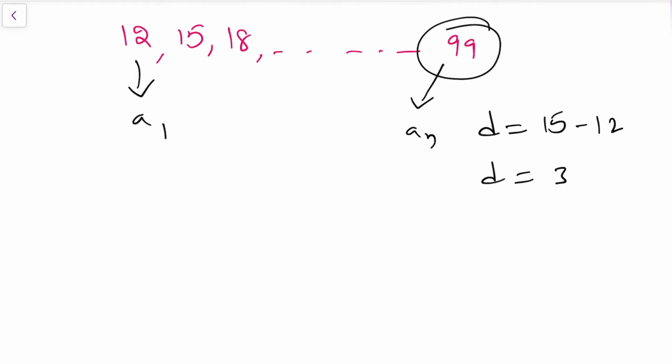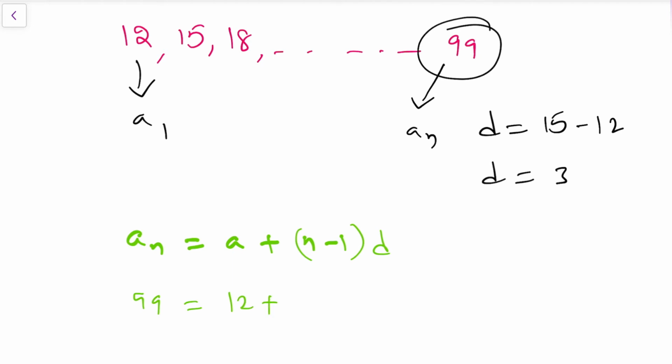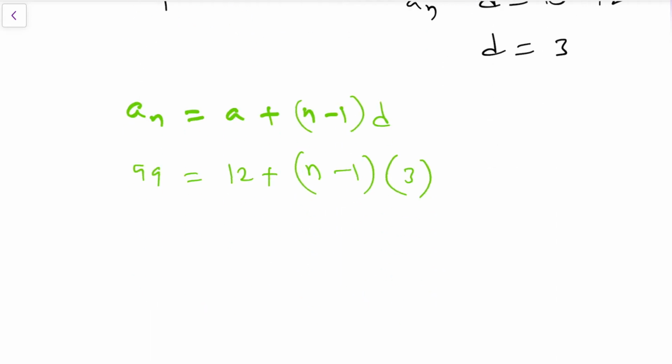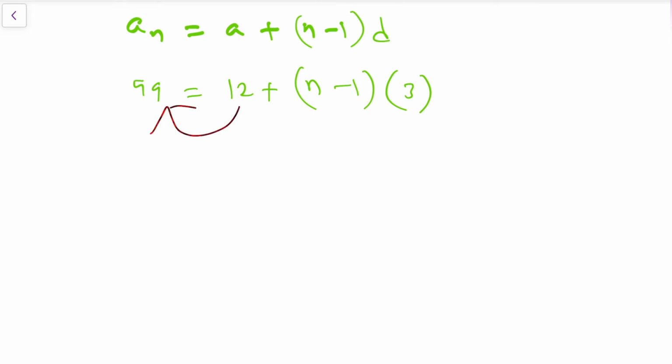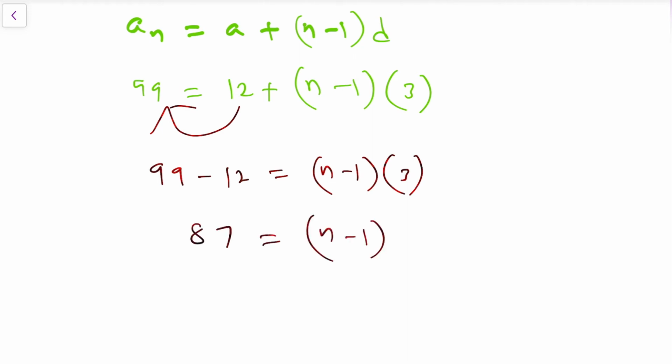Okay, now let us take the nth term formula. an equals a plus n minus 1 into d. an is 99, which is equal to a value is 12 plus n value we don't know into common difference is 3. Let us simplify this. Taking plus 12 to the left side, it will become minus: 99 minus 12 equals n minus 1 into 3. 99 minus 12, 87, which is equal to n minus 1 into 3.